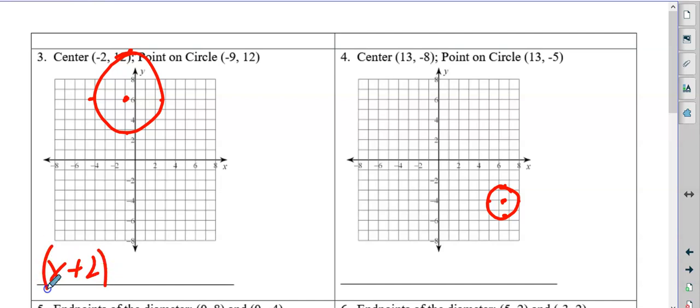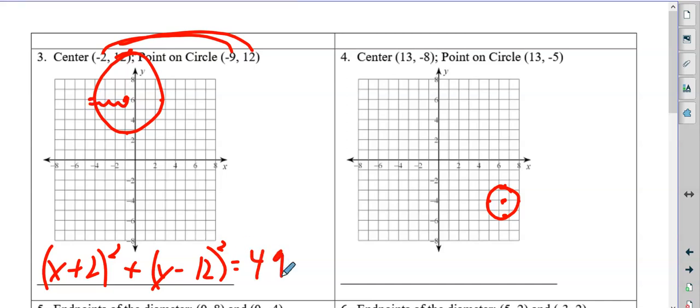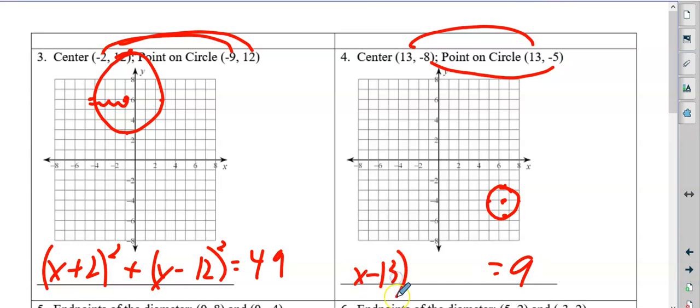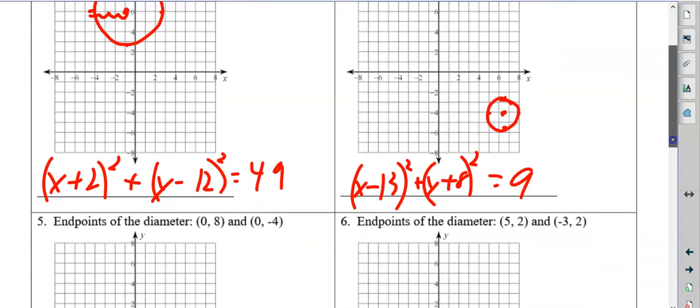This would be x plus 2 squared plus y minus 12 squared equals, and so we don't know, we have to figure out the distance here. The nice thing about this one is they both have 12, so it's just the distance from -2 to -9, and that's 7. And if you count here, it's 2, 4, 6, 7. And 7 squared is 49. Now, obviously, if it wasn't straight like that, then you'd have to use the distance formula, but we didn't have to there. And since these both have 13, and this is just a distance of 3, that means 9. So x minus 13 squared plus y plus 8 squared equals 9. The radius of 3 squared.